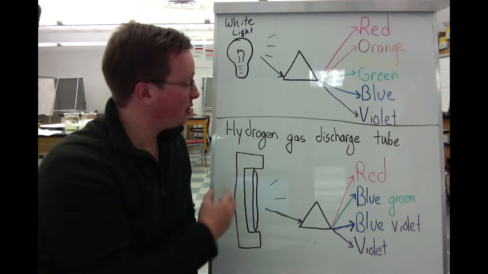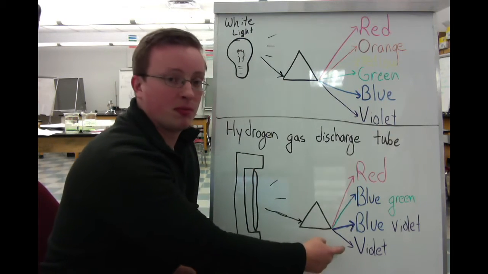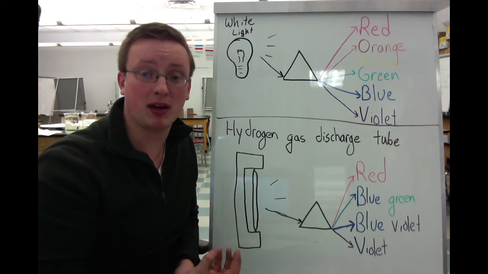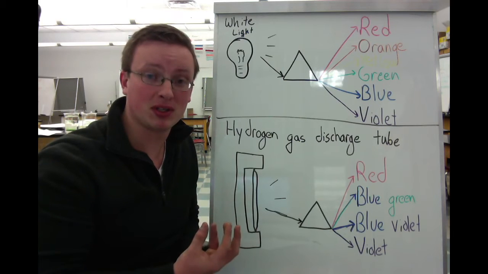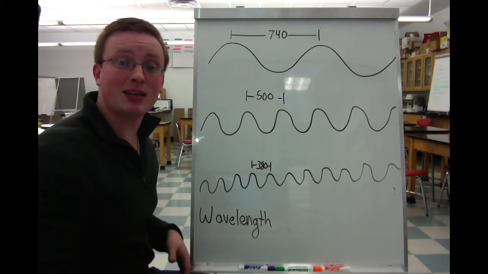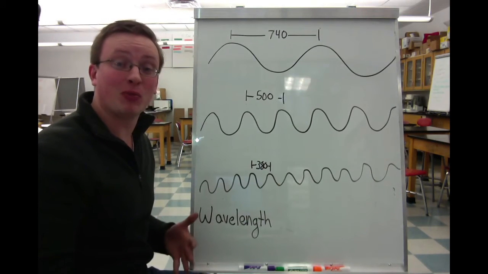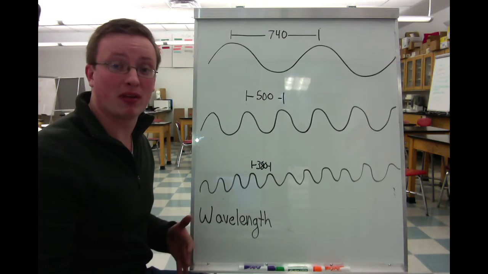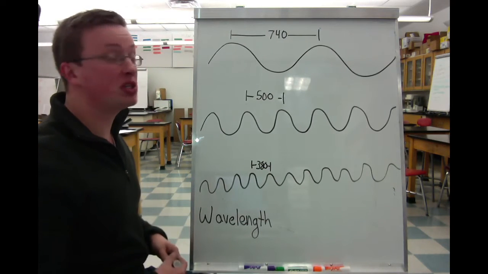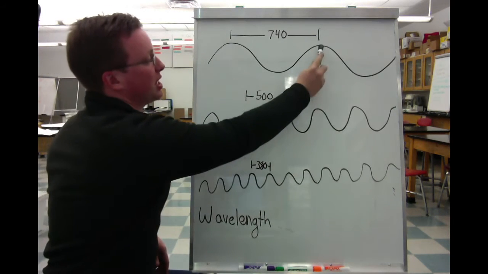Every element on the periodic table emits its own spectra. Let's look at how spectra can be used to explain the properties and the structure of different elements. Let's take a look at another property of light. Light is a form of energy that exists as a wave. All waves have what's called a wavelength, which is defined as the distance between the top of one wave and the top of another.